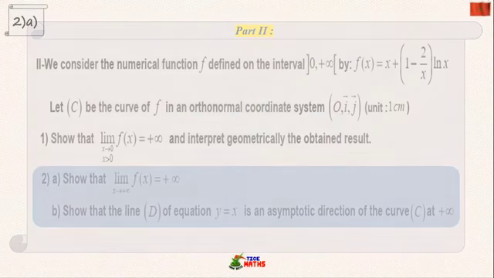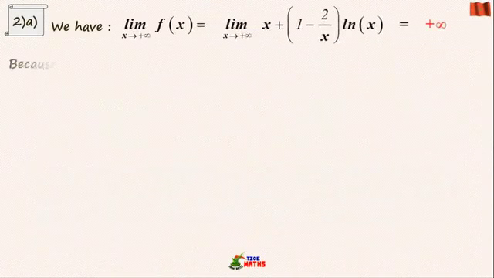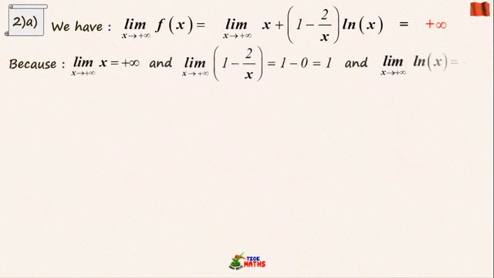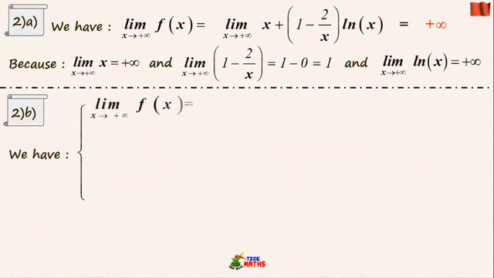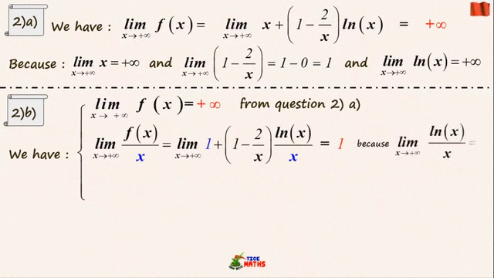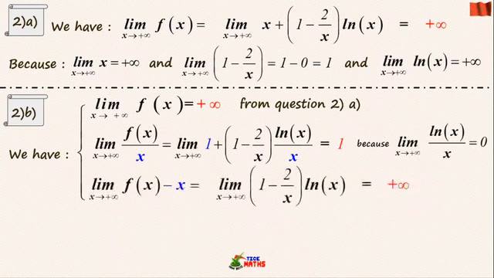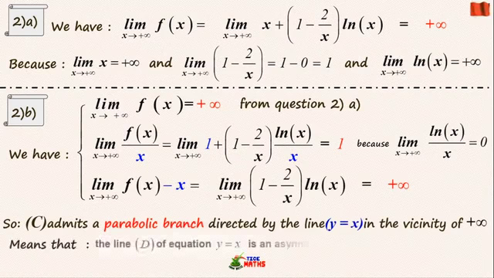In sub-questions of the question 2, all the limits we are looking for can be calculated directly using classical limits and the two usual logarithmic limits, limit ln of x when x tends to plus infinity equals plus infinity, and limit ln of x over x when x tends to plus infinity equals 0. The nature of the infinite branch of the graph C near plus infinity is obtained through the three limits calculated in 2b.